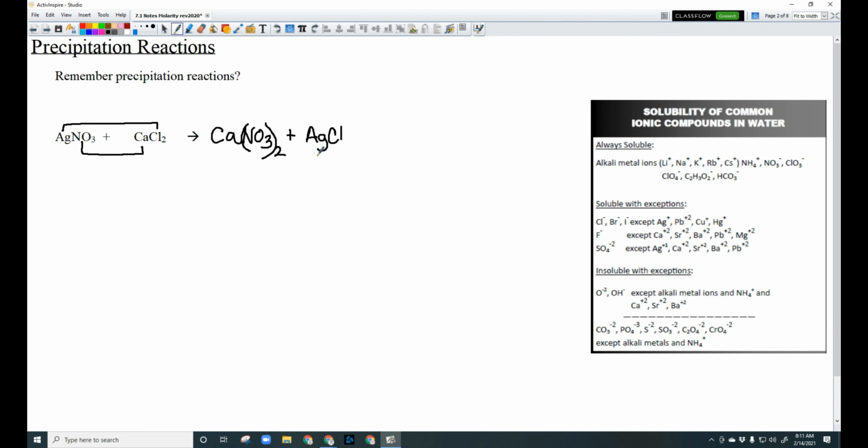So now let's look for AgCl. Well, no Ag here, no Ag here. Cl is not an alkali metal, so it's not there. There's Cl right there. All right, so it is soluble except with silver. So this is going to be our precipitate, the AgCl. The AgCl is not going to be soluble in water, so it's going to precipitate out as a solid. Okay, so let's remember how to use this.